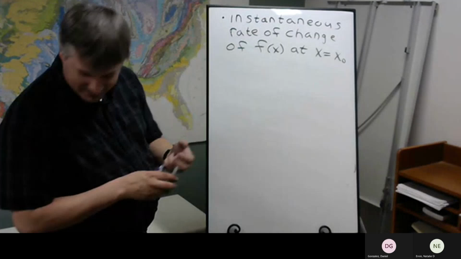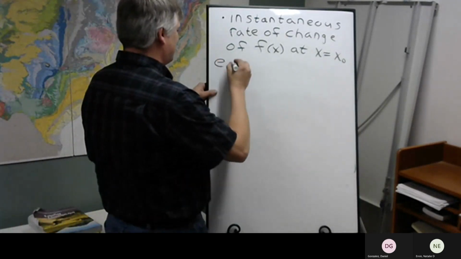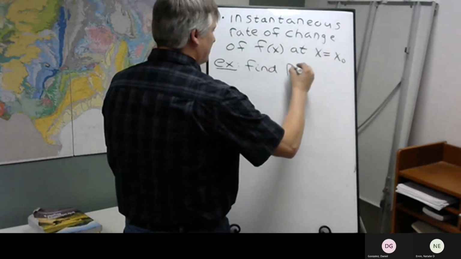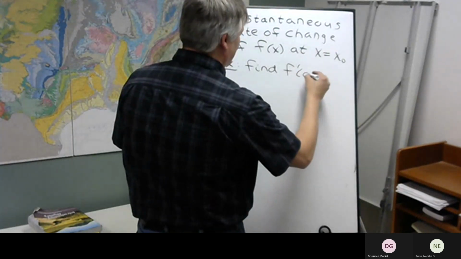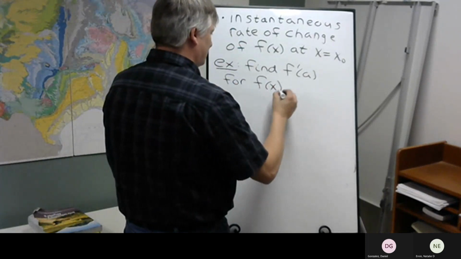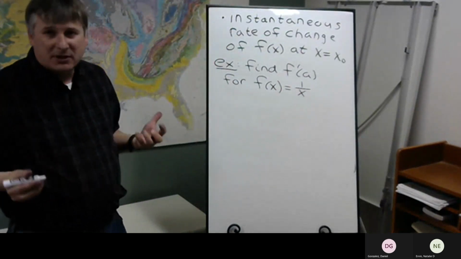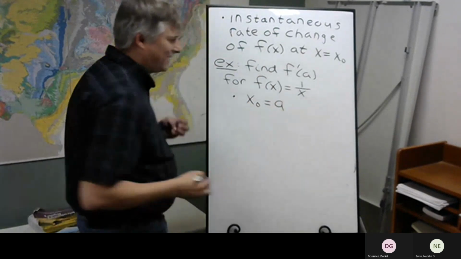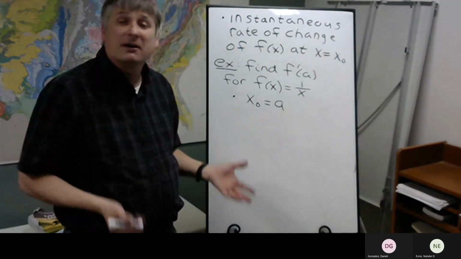So let's take a look at an example here. Find f prime of a for f of x equals 1 over x. Now in this case, what we're doing is we're letting x0, I'm going to call it a. Now in all seriousness, we could have just left this as x0, but all right, fine, we'll do it this way.